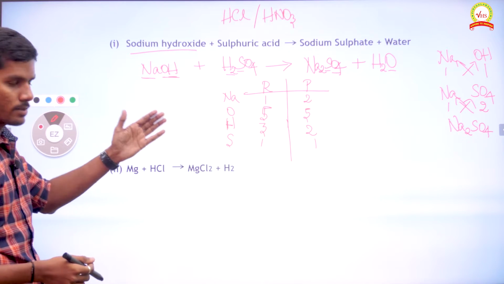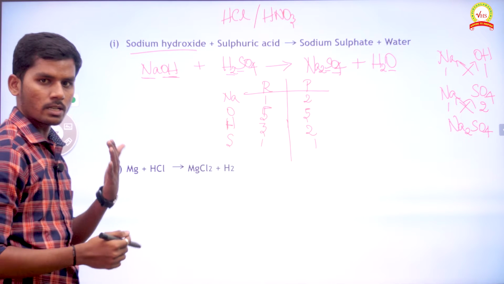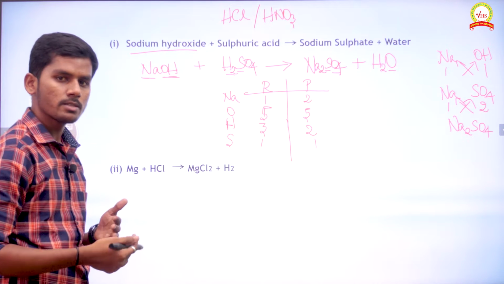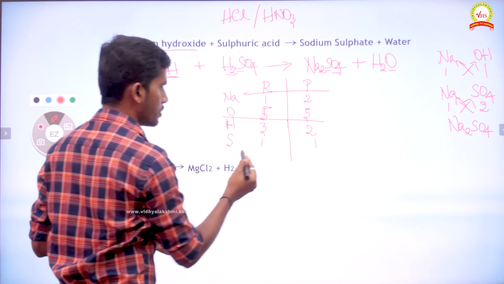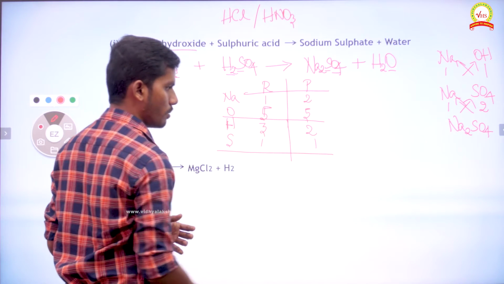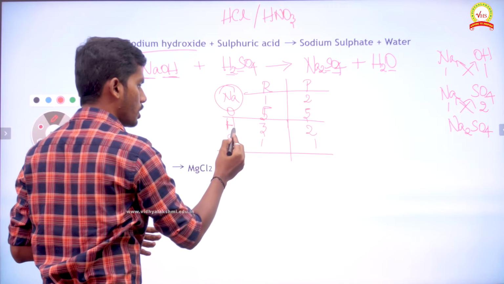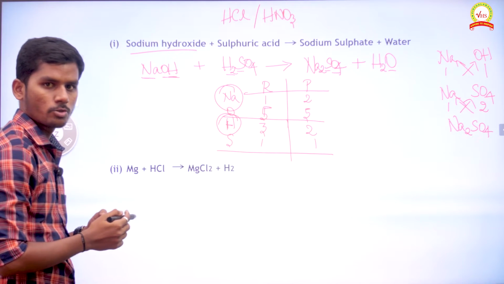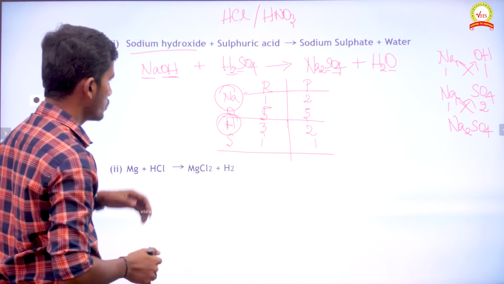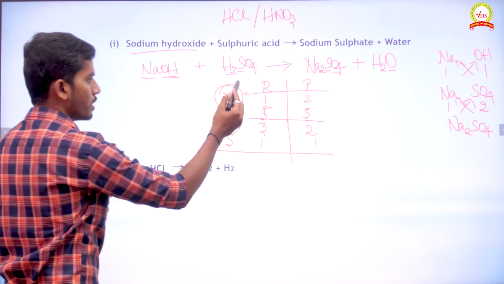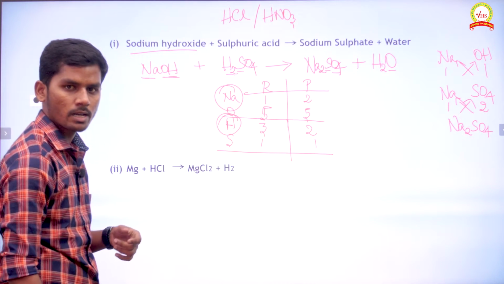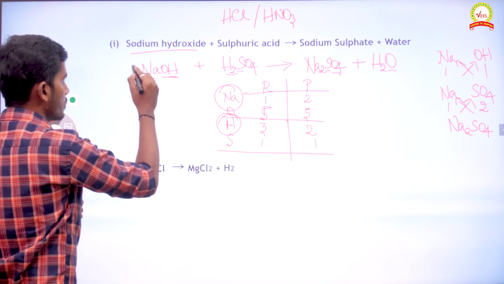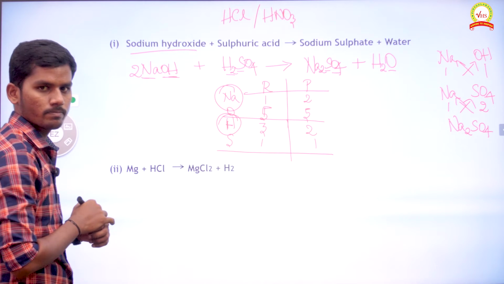Okay. Now the step 2, we have to check which atom is balanced and which atom is unbalanced. Okay. See, oxygen it is already balanced. Sulfur also it is already balanced. The unbalanced atoms are sodium and hydrogen. These two atoms we are going to balance now. So what can we do? Sodium reactant side it is 1, product side it is 2. So which number if we put it will be equally balanced? Yes, it is 2. So put 2 over here.